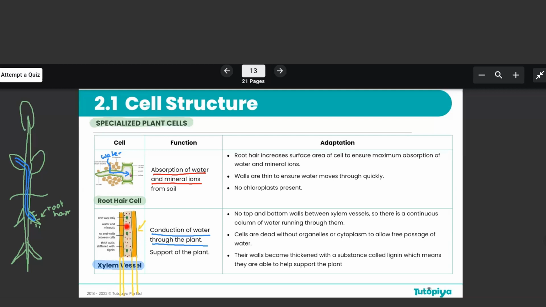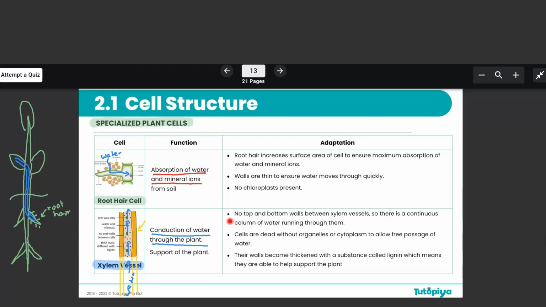There's no cytoplasm, there are no organelles. It's just a hollow, empty space inside these cells. And that ensures that there's a continuous column through which water can flow up these xylem vessels. So look at these unique adaptations. The first adaptation was that there were no top or bottom end walls. And the second adaptation is that the inside of the cell is completely hollow in order to make space for the water to be conducted up the plant.